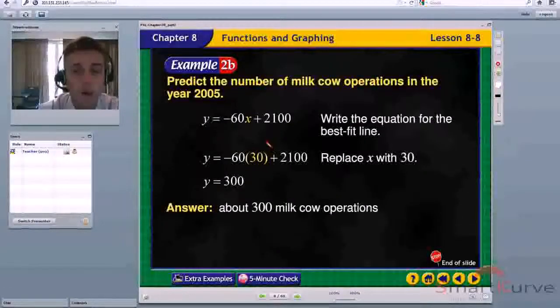Predict the number of milk cow operations in the year 2005. Well, if we have y equals negative 60x plus 2100, we replace x with 30, and we find that y is 300. About 300 milk cow operations in the year 2005.